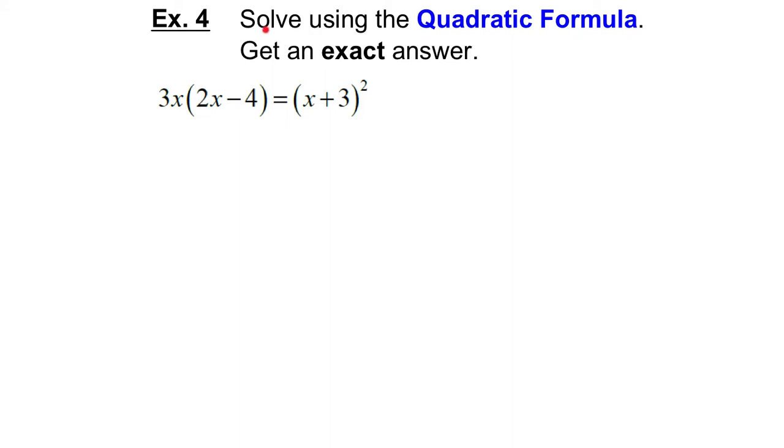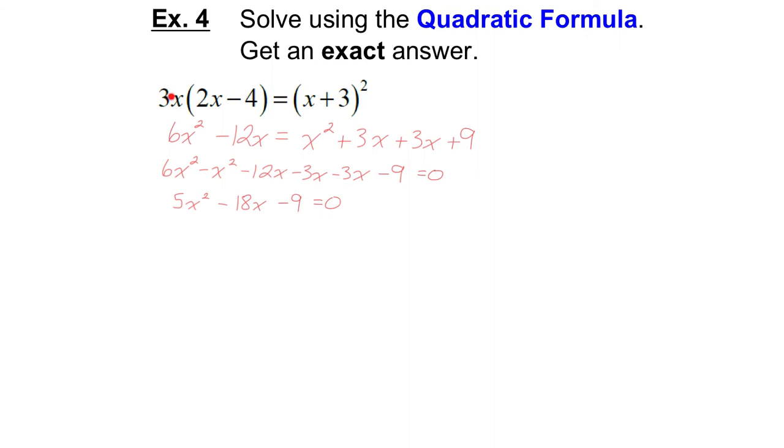Here's another example. Solve using the quadratic formula, get an exact answer. The tricky part with this question is that this is not written in standard form, ax squared plus bx plus c equals 0. So first we need to expand and simplify and put everything on one side to set the equation equal to 0. So 3x times 2x is 6x squared, 3x times minus 4 is minus 12x.